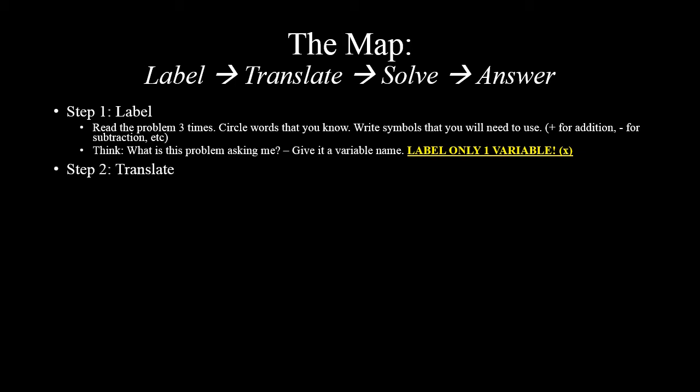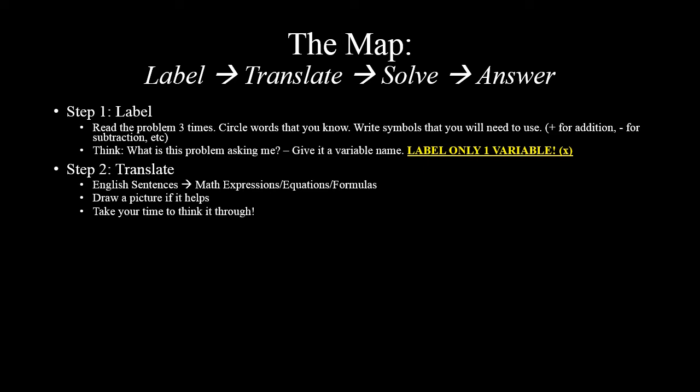Step 2 is to translate, and that's when we're going to take our English sentences to math expressions, equations, and formulas. You can think of math as a language, and just like for any other language, like translating from English to Spanish or English to French, we need to translate from English to the language of mathematics. During this step, you can draw a picture if it helps. You'll find that that will be helpful when you do problems that involve areas or velocities. And take your time to really think it through. The translation step, I think, is one of the hardest steps, but it is also the key to unlocking the rest of that problem. If you translate well, you will do well with the rest of the problem.